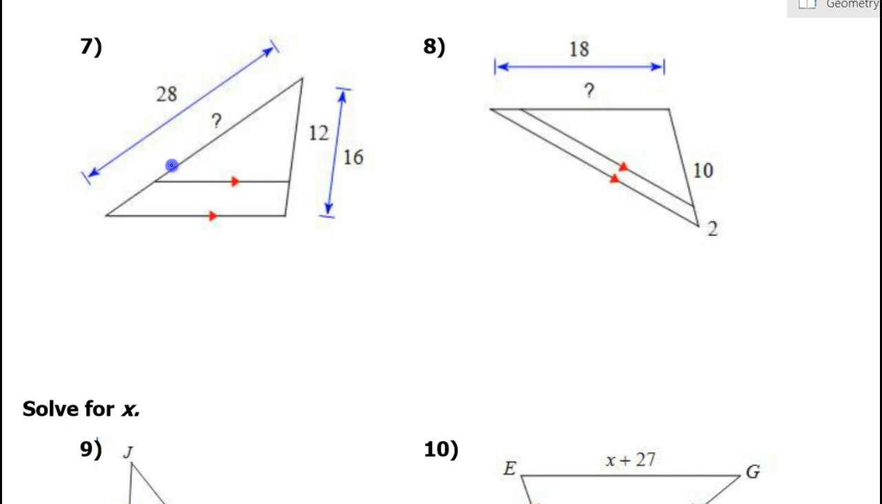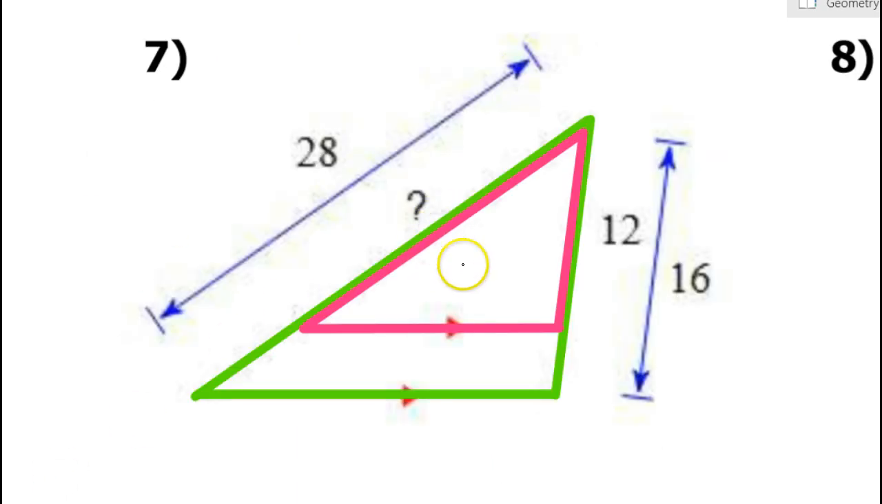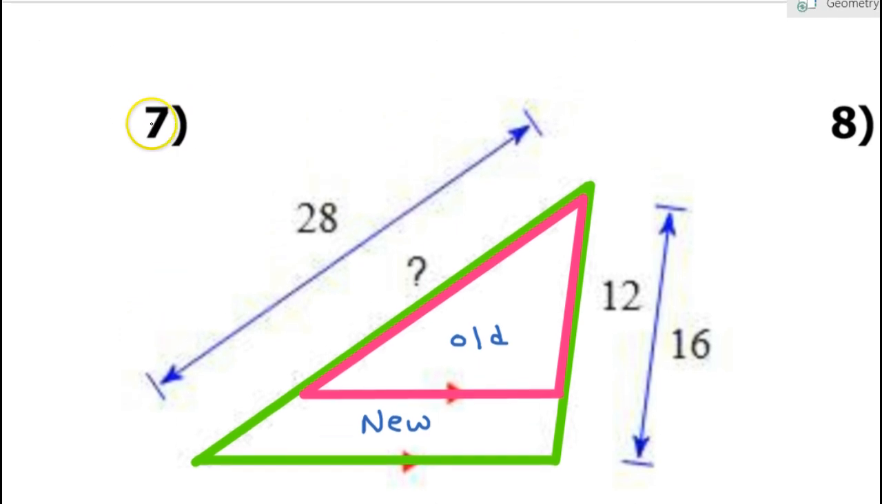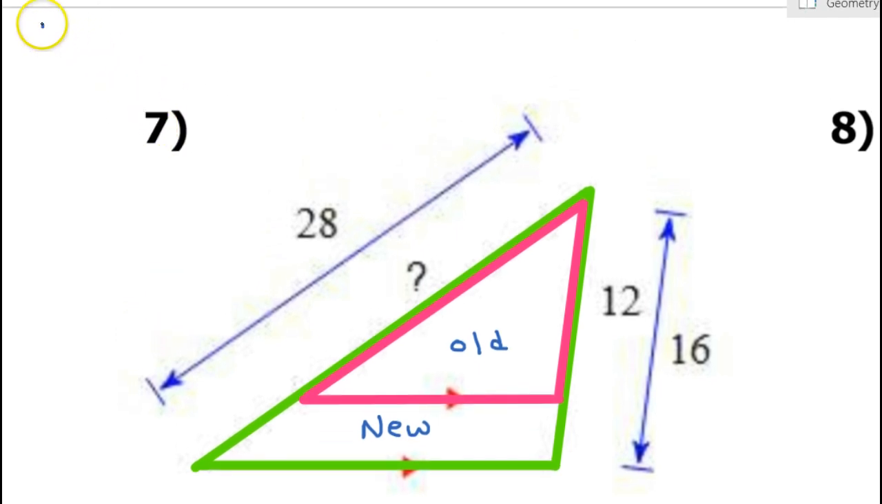So, on problem number 7, we have a triangle inside of a triangle. I'm going to highlight the two triangles. Okay, I'm going to refer to the smaller red triangle as the old triangle, and I'll refer to the larger green triangle as the new triangle. And that's just so I can think of my proportions in terms of new over old equals new over old. Alright, that's the formula that I always use.